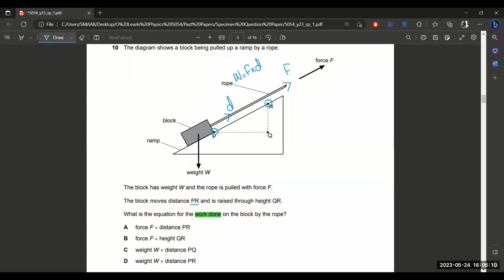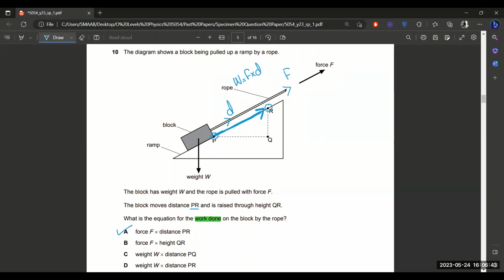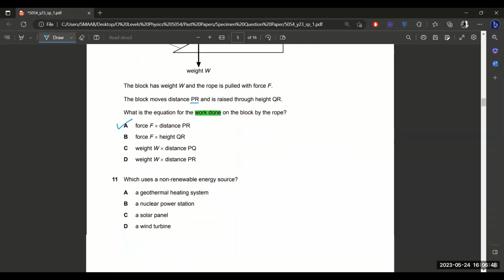We already discussed the equation for work done: force is in the same direction as displacement, and the distance covered by the block will be equal to the length of the path covered by the block in the direction of force. So we need to multiply the force by the length between P and R. So A is the right answer, a simple choice, right? Because displacement will be in the same direction as the applied force.